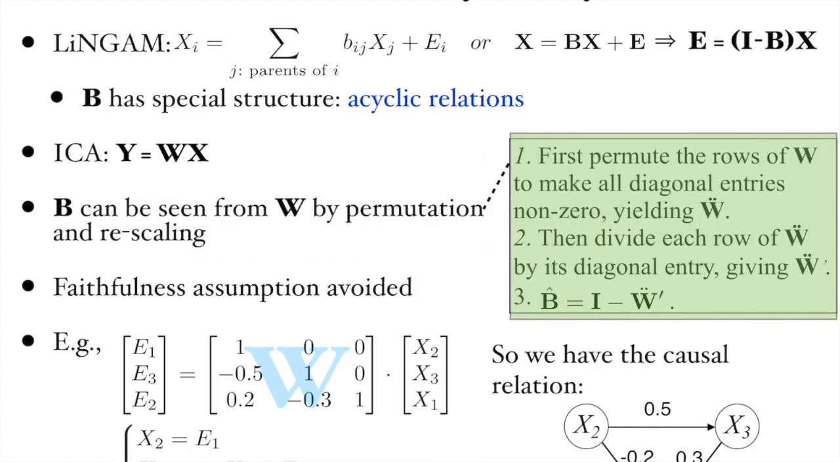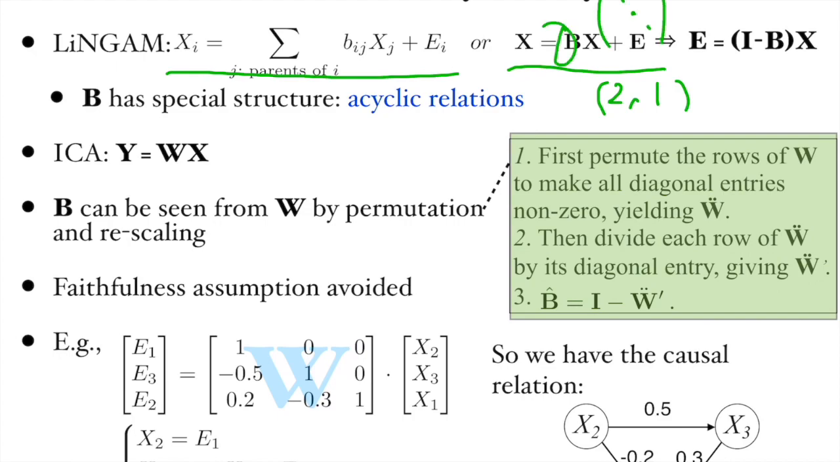And once you can do ICA, you know, oh, I can estimate the linear non-Gaussian acyclic causal model. Why? Because this is the causal model. In matrix form, we have X equals BX plus E. B is called the causal influence matrix. If x1 influences x2, then the corresponding entry of B will be the causal parameter. It's non-zero if there's a direct edge from x1 to x2. All diagonal entries of B will be zero.